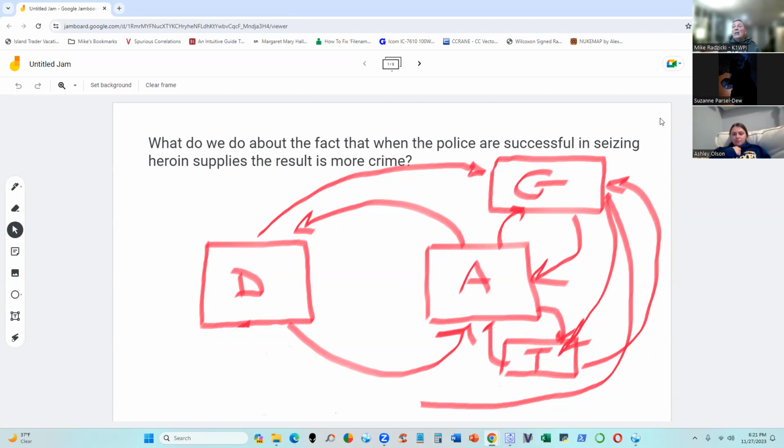Okay. So based on the article last week, we came up with the following statement that's on the screen. What do we do about the fact that when the police are successful in seizing heroin supplies, the result is more crime? Presumably the answer is don't seize the heroin, let her roll. Presumably there's some other answer here. Okay, so it depends on how you do things.